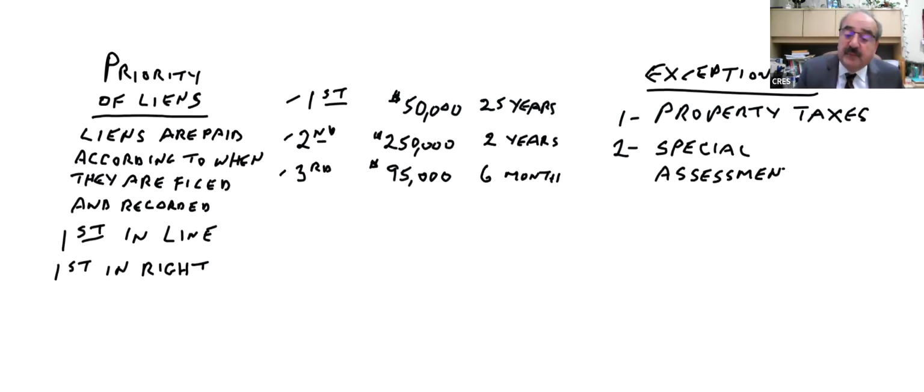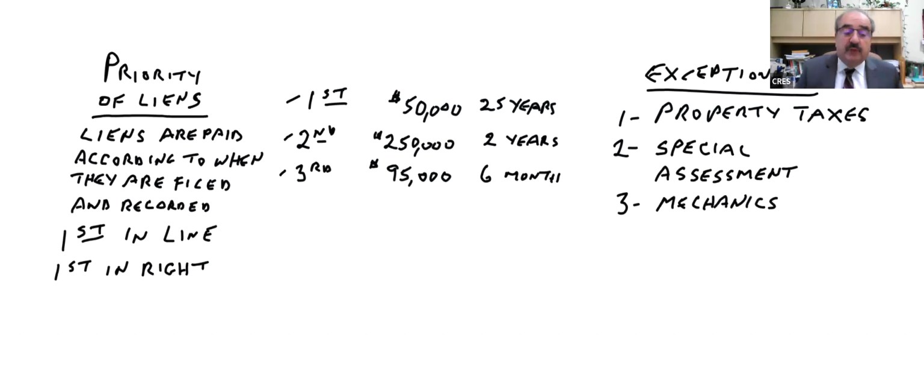Number 3, it's called a mechanics lien. A mechanics lien is a contractor's lien. You hire a contractor to do some work on your property, and you don't pay them, they're going to file a mechanics lien on that property, which can force the sale of your property.